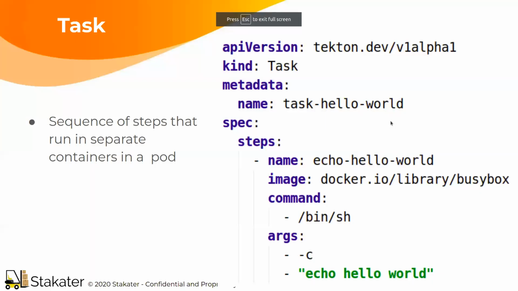So the smallest unit that we can define is a step, and we define a sequence of steps in the task. When we define the pipeline, we define a series of tasks, and each task in turn executes a series of steps.